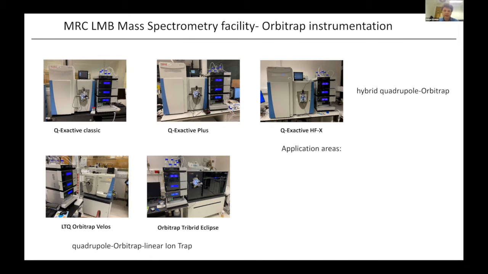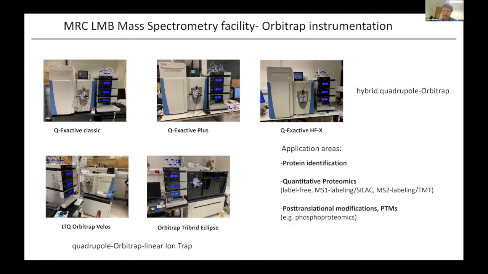The application areas for these types of instruments would be primarily protein identification, quantitative proteomics, and there will be another lecture next week on quantitative proteomics specifically, as well as the identification of post-translational modifications, or PTMs, and phosphoproteomics is a good example of that type of application. And then also structural proteomics experiments. The kind of structural proteomics experiments we would perform on these instruments at the moment would typically be cross-linking mass spectrometry.